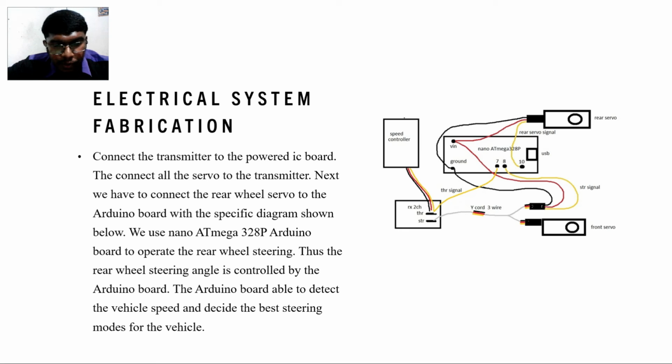The Arduino board will detect the vehicle speed and decide the best steering mode for the vehicle, which means, as I told you earlier, in high speed mode the rear wheel will turn in the same direction, and in low speed mode the rear wheel will turn opposite to the front wheel direction. Okay, this is the diagram of the wirings.